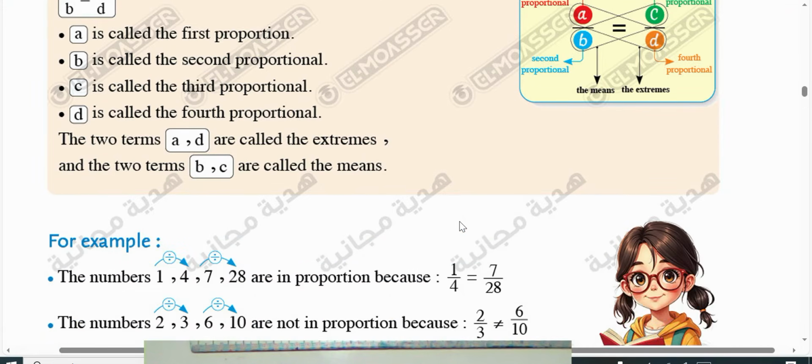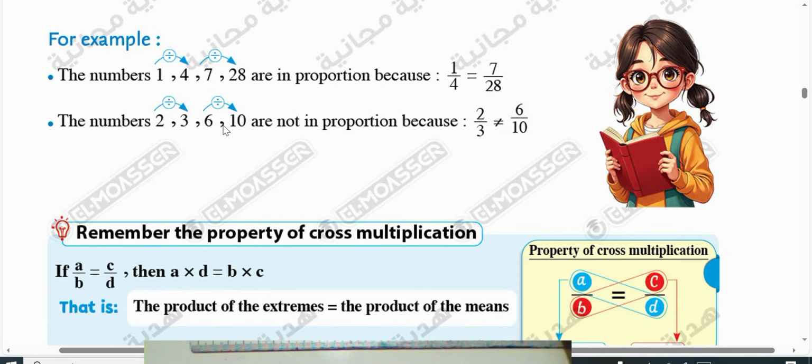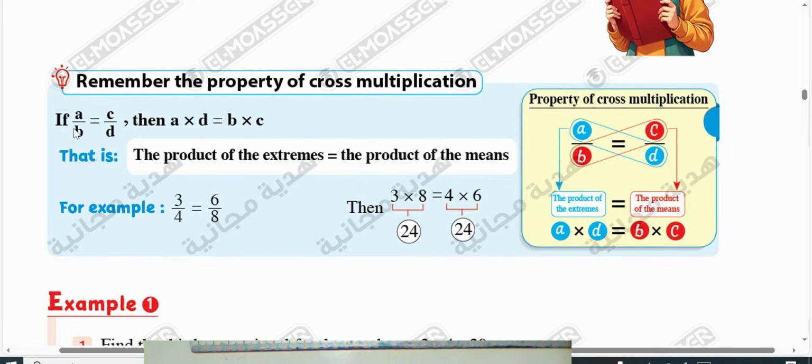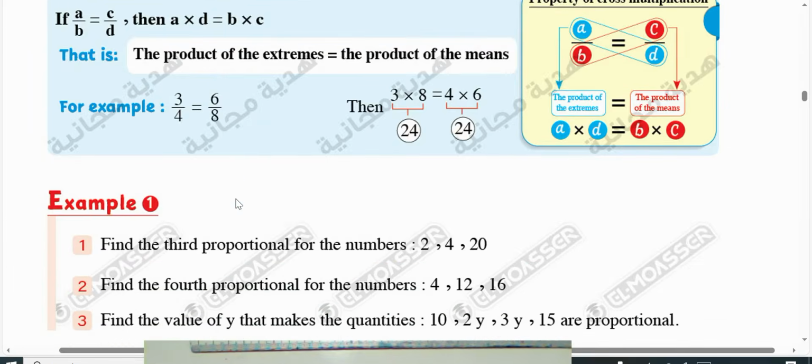So, for example, the numbers 1, 4, 7, 28 are proportional because 1 over 4 equals 7 over 28. Also 2, 3, 6, 10 are not proportional because 2 over 3 is not equivalent to 6 over 10. Remember, if a over b equals c over d, then a times d equals b times c. The product of extremes equals the product of means. This rule here: 3 over 4 is equivalent to 6 over 8, 3 times 8 equals 24, and 4 times 6 equals 24.